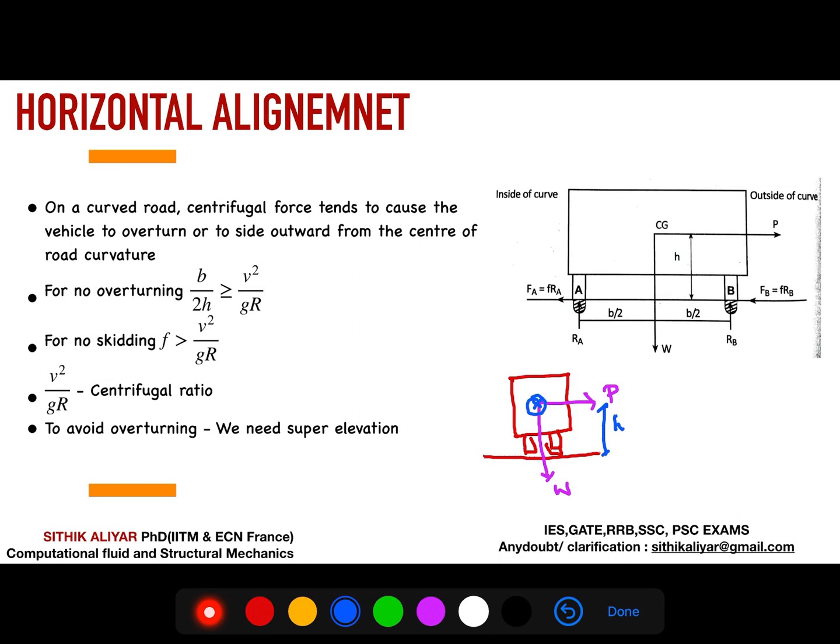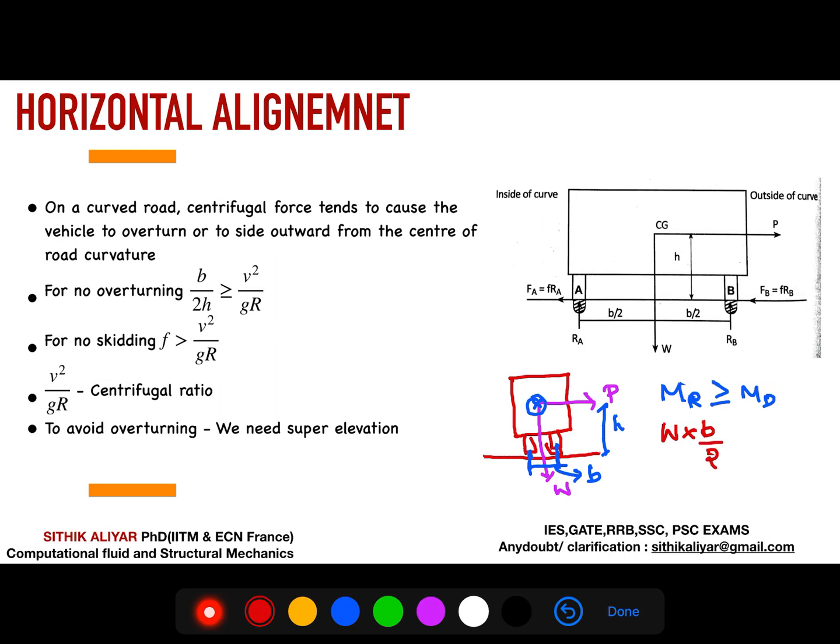Consider the distance in this direction between these two. The distance between the two wheels, center to center, is approximately the width of the vehicle, let us take it as B. To avoid overturning, the resistance developed should be greater than the driving. The resistance developed to avoid overturning should be greater than the driving. Who is resisting? Obviously my weight is resisting. It is a moment, right? So force into distance, into B by 2, correct?